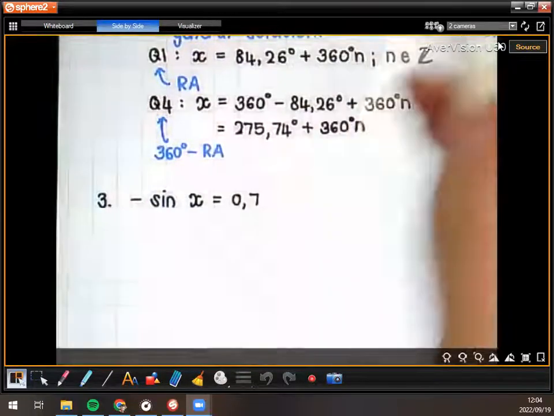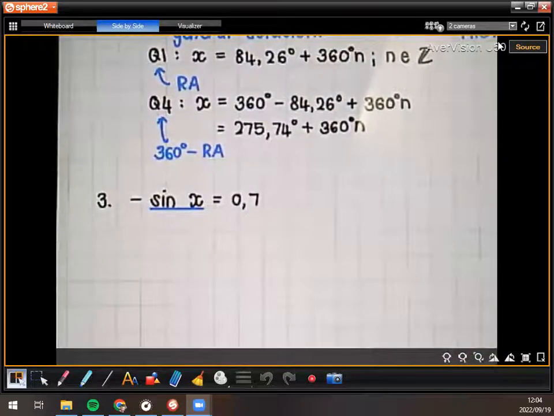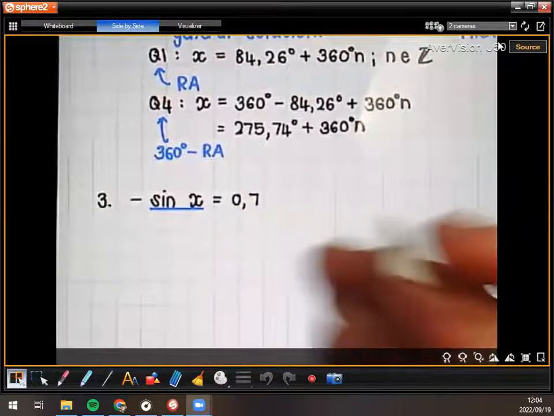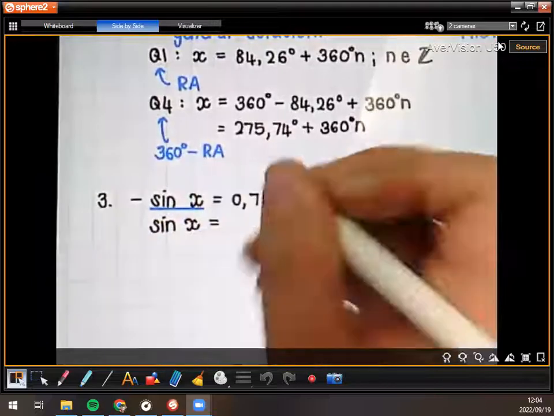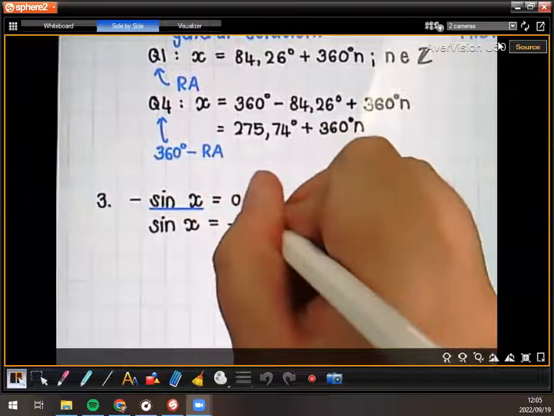We need to isolate the ratio, right? That's the first step. So I just want sine x. I don't want negative sine x. So what must I do with that minus? Divide on the other side, right? So we're going to have sine x is equal to 0.7 divided by negative 1, which is negative 0.7.